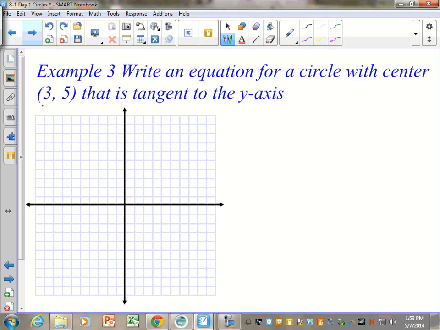But why do you need to know what a tangent is to do this problem? Write an equation for a circle with a center at 3, 5 that is tangent to the y-axis. So you got to know what tangent means.